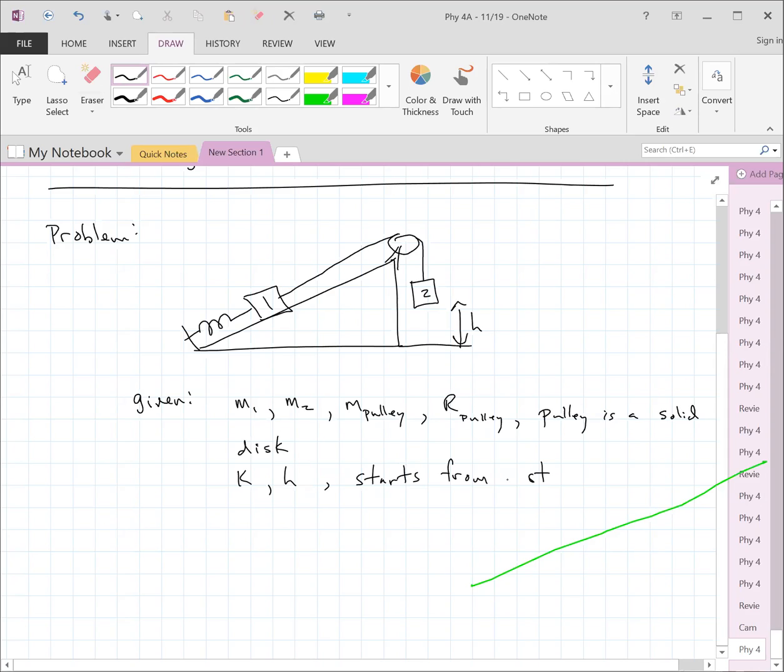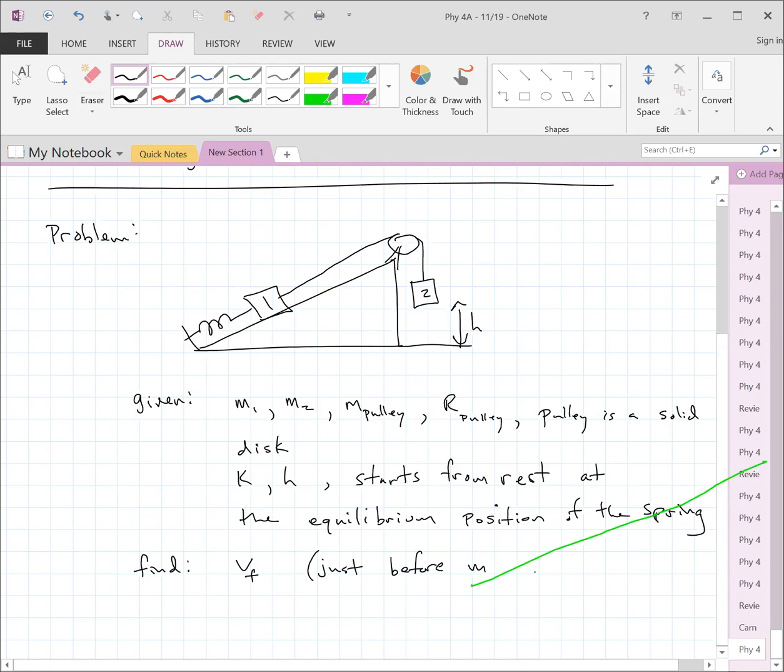at the equilibrium position of the spring. And we want to find the final velocity just before M2 hits the ground.